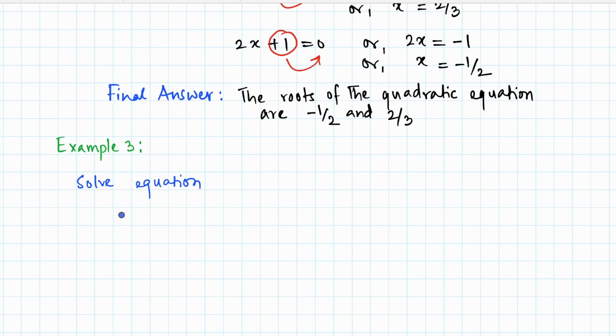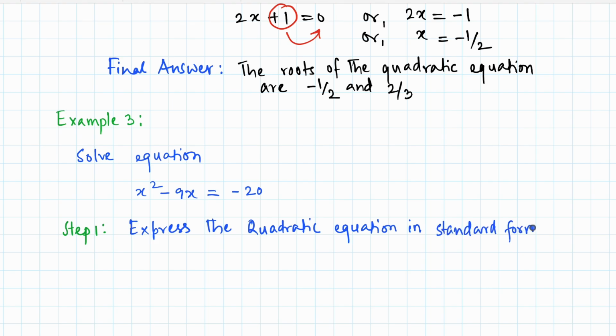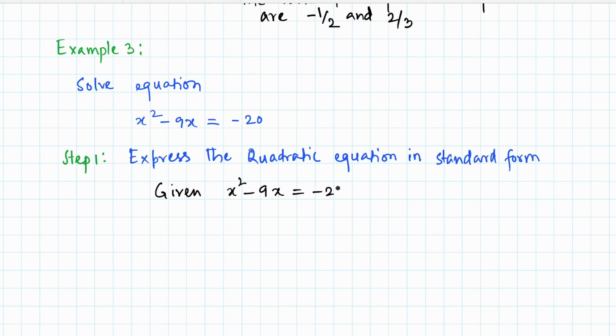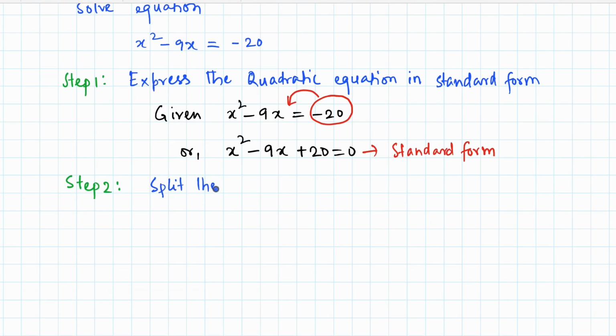Solve the equation x square minus 9x minus 20. So this is the equation given. Now step 1, from the equation we can see it is not in standard form, so express the quadratic equation in standard form. That means we have to express it in terms of ax square plus bx plus c equal to 0. How can we do that? We have to move minus 20 from right hand side to left hand side, so that becomes plus 20. And now x square minus 9x plus 20 equal to 0 becomes a standard form. Now step number 2, we have to split the middle term. So the middle term in the given equation is minus 9.